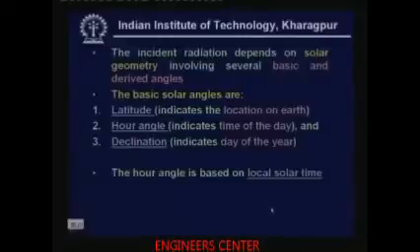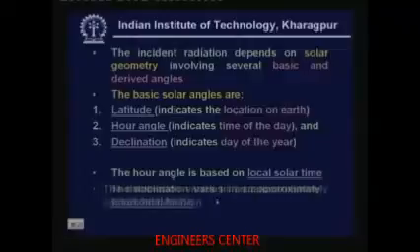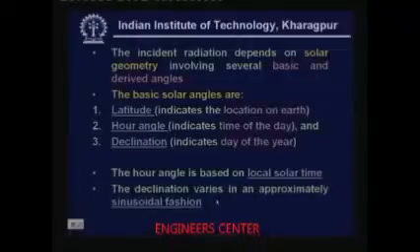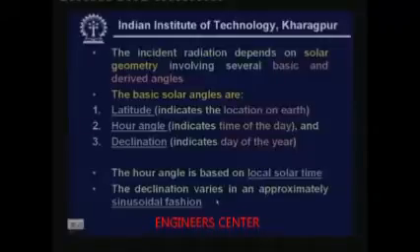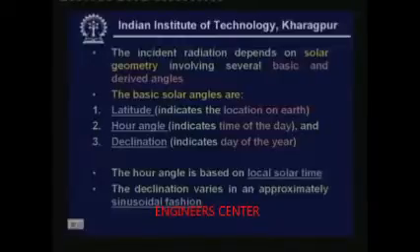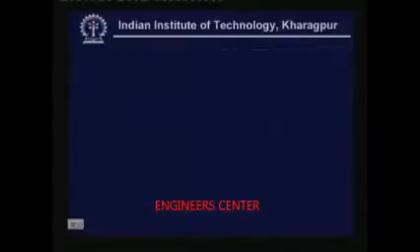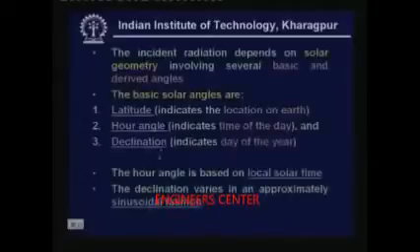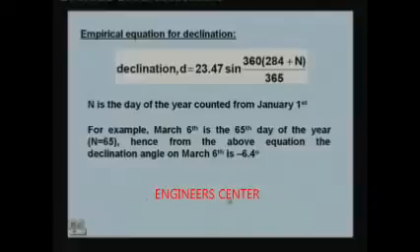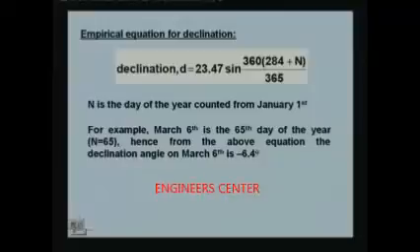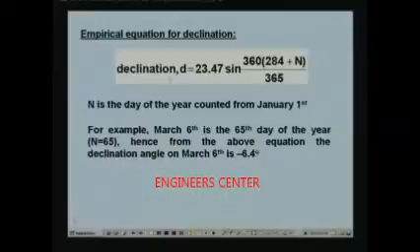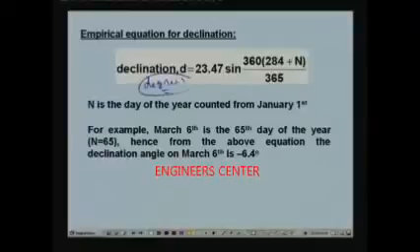The hour angle, as I said, is based on local solar time, and the declination varies in an approximately sinusoidal fashion. I have mentioned that the declination varies from plus 23.5 degrees to minus 23.5 degrees, and the variation is almost sinusoidal. So, you can fit an empirical equation. This is an empirical equation for declination, d, in degrees. All the angles are in degrees. This is very important, keep in mind, so your units should be consistent.